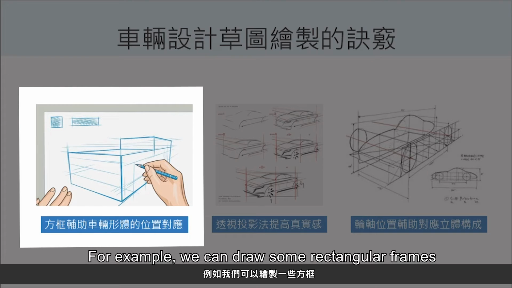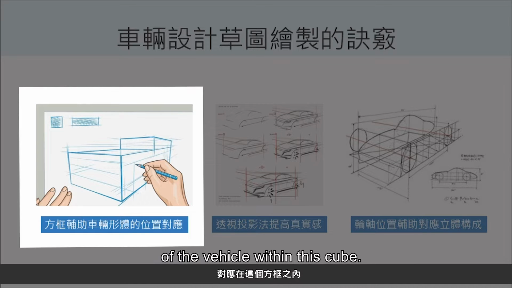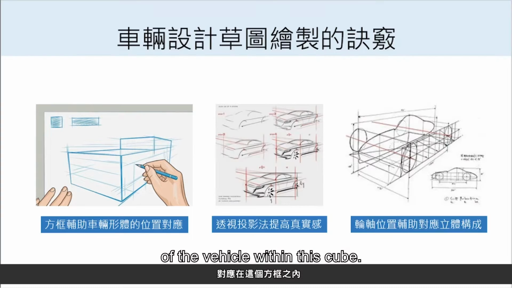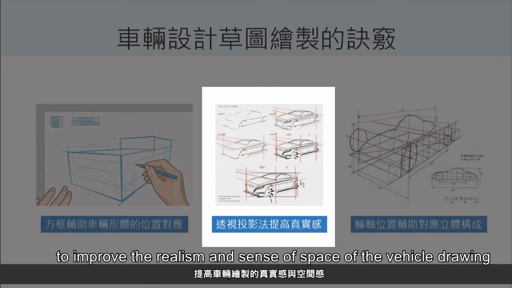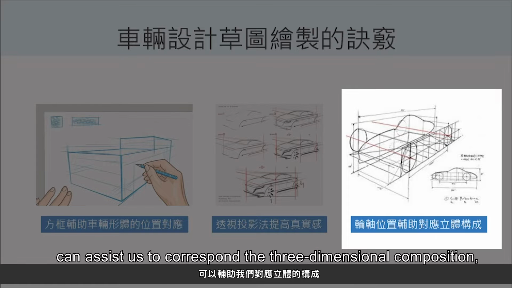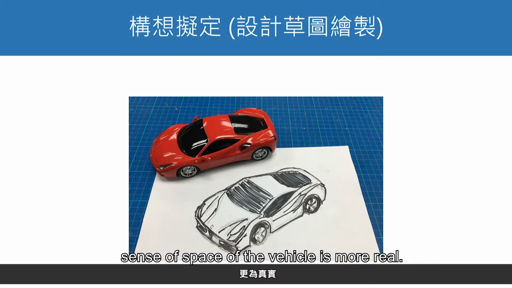For example, we can draw some rectangular frames to assist in placing the corresponding shapes of the vehicle within this cube. At the same time, we can use perspective projection to improve the realism and sense of space of the vehicle drawing. The position of the vehicle axles can assist us to correspond to three-dimensional composition so that the three-dimensional sense of space of the vehicle is more real.